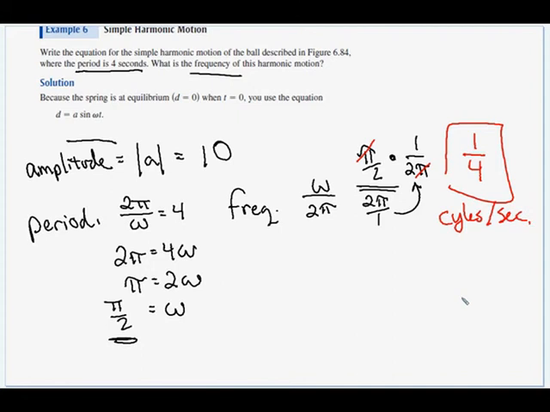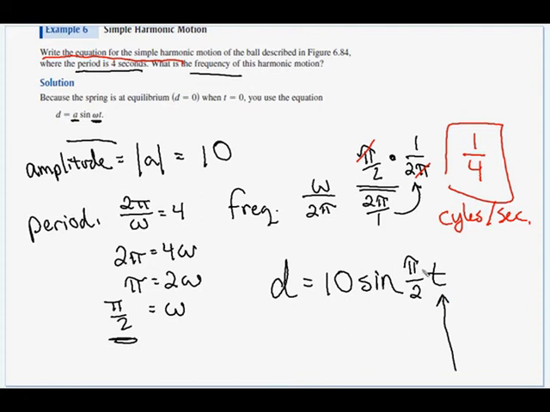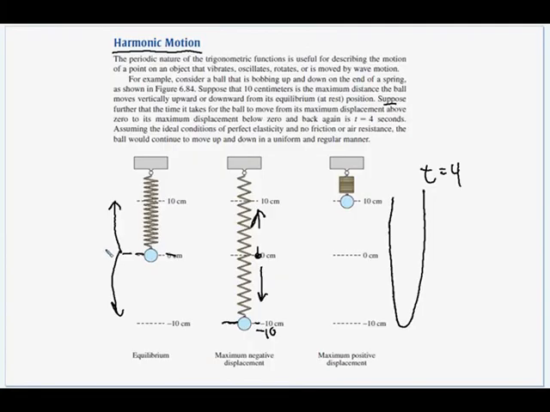Cycles per second. And they did ask us, I believe, to write the equation. Write the equation for the simple harmonic motion of the ball described. So we just got to plug in some of the stuff we found. D equals, well, we found the A, the amplitude is 10. We are using the sine wave. We found omega was a half pi times the variable t. So we could plug in any time we wanted for t, any given second or fraction of a second, compute this, and this will tell us our distance from equilibrium. If we get a negative answer, it means we're going down. Negative numbers. If we get a positive answer, it means we're on the way back up, above our equilibrium.